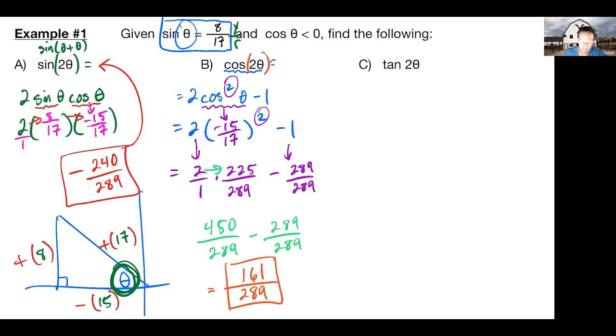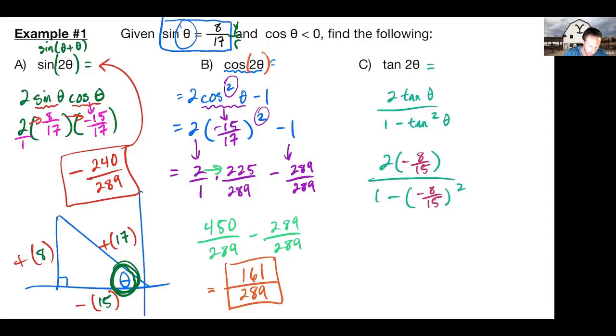Right, so part C would be tangent. Let's do that one real quick together, and then we'll move on to the next example. So remember, tangent of 2 theta is the sine over the cosine. So it's the 2 tangent theta over 1 minus tangent squared theta. And then from there, we can then evaluate tangent of theta using that same angle, just being careful with our signs and everything else. Okay, so that would give us tangent of theta is the y over the x, so negative 8/15 for each of those. And now we just have to multiply this out using our order of operations and simplify it.